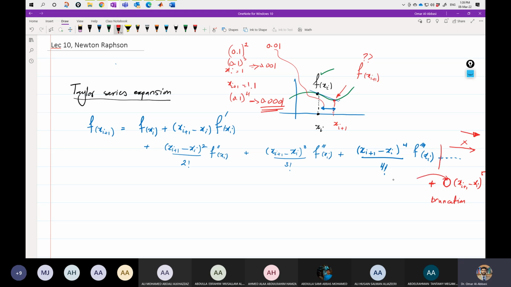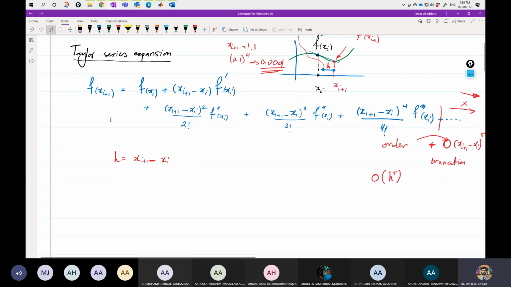O means order. Okay, it has a little bit of error. Why? Because I did not include all the terms up to infinity, but I will truncate it and I have something of order h to the 5. What is h? H is basically that distance. Is that clear? So I will define h as xi plus 1 minus xi, all right?